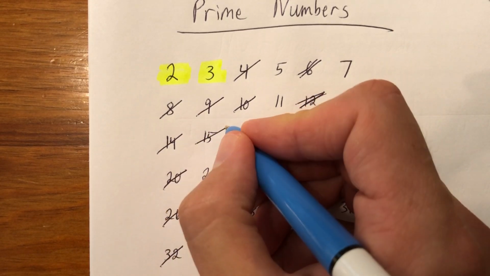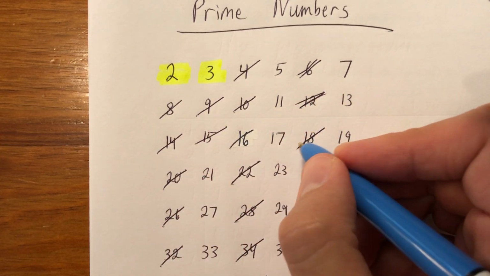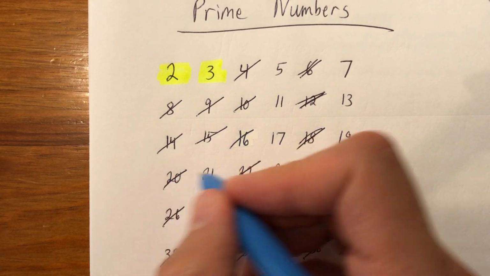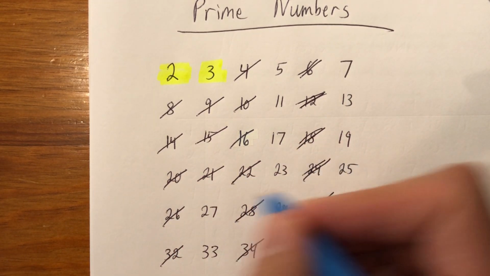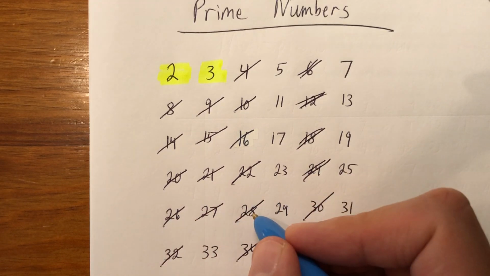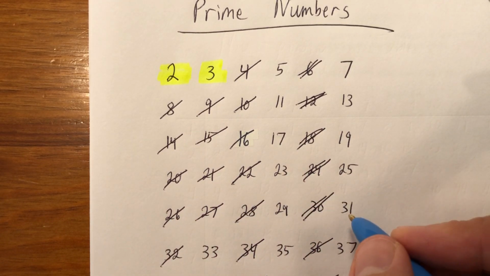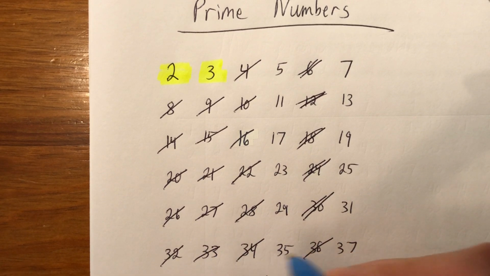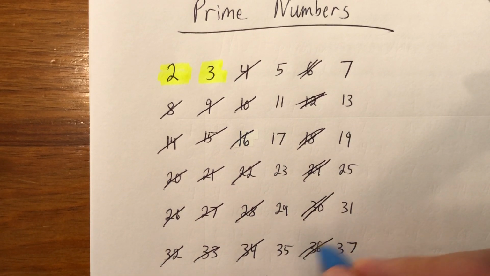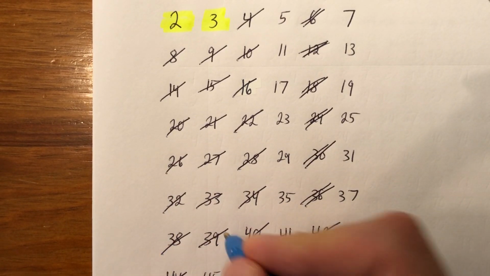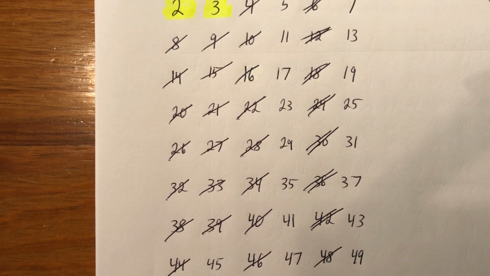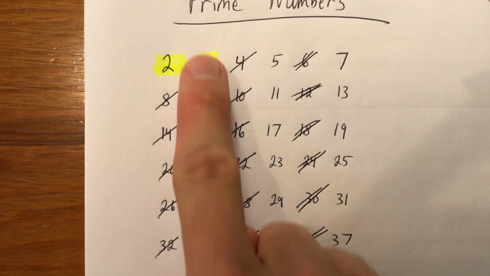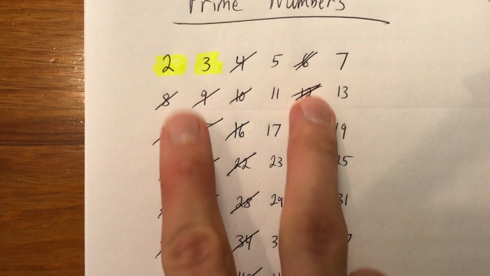1, 2, 3, mark it out. 1, 2, 3, mark it out. There's a rhythm to this. 1, 2, 3. I hope you realize what we're marking out. We're marking out this entire column and this entire column.